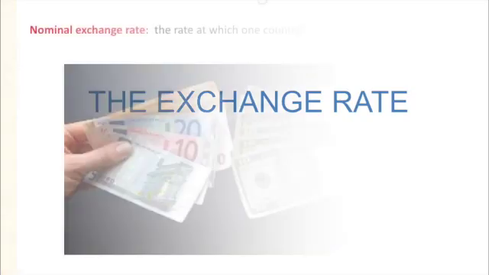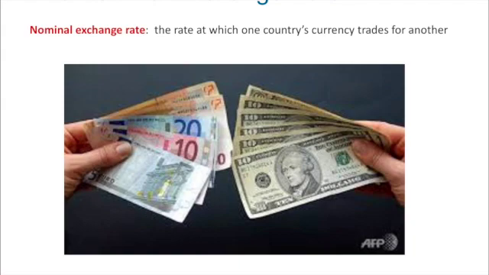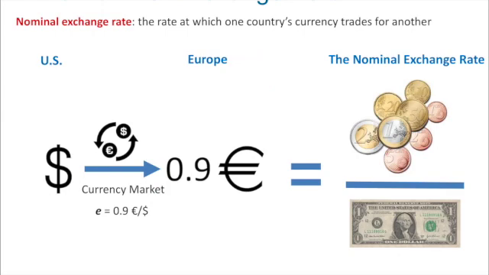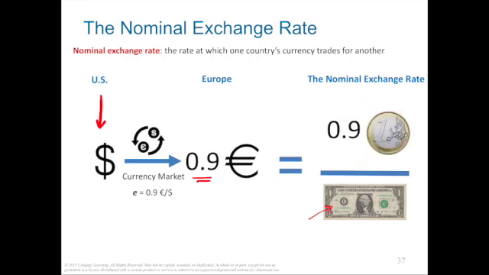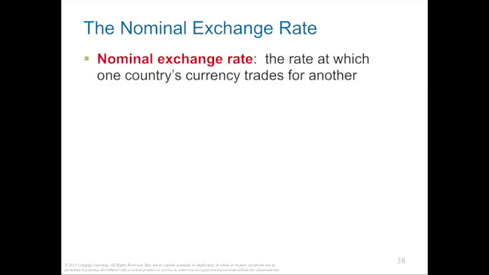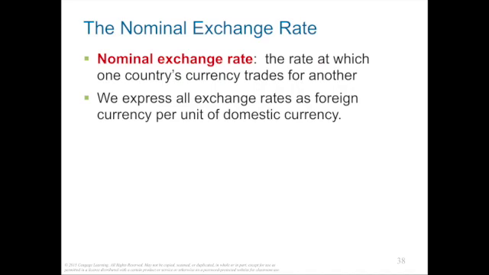Let us move to the nominal exchange rate. The nominal exchange rate is the rate at which your domestic currency trades for other currency. So your domestic currency, dollars, trades for other types of currencies. Now, as an instance in this example, we have a dollar that trades for 0.9 euros. So for every dollar, you get 0.9 euros. The nominal exchange rate is the rate at which one country's currency trades for another. Now, we express all exchange rates as foreign currency per unit of domestic currency.